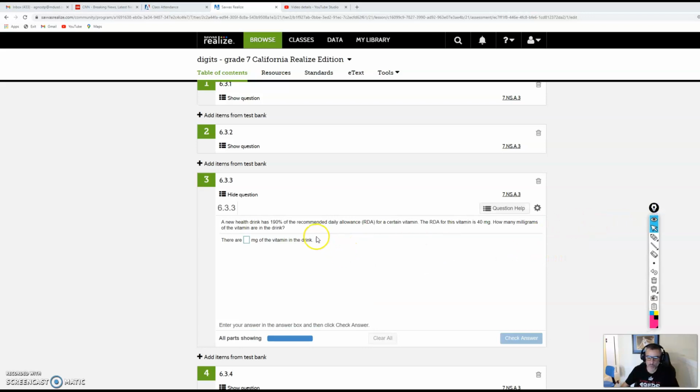A new health drink has 190% of the recommended daily allowance of a certain vitamin. The recommended daily allowance for this vitamin is 40 milligrams. How many milligrams are in the drink? So we need to find 190% of 40 milligrams. I always start off by writing part is equal to the percent times the whole. This will help you solve every single problem. And then just remember that our percent is going to be written as a decimal.